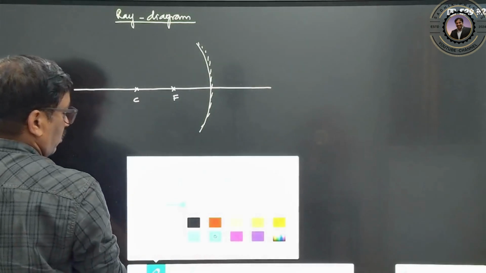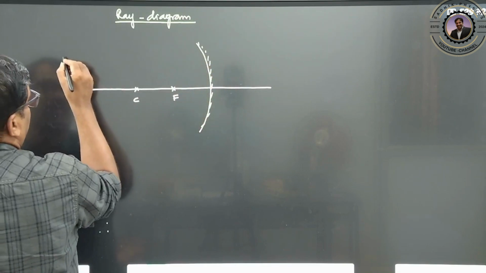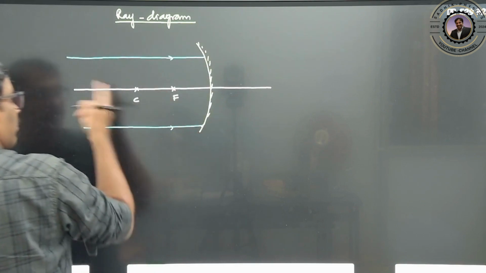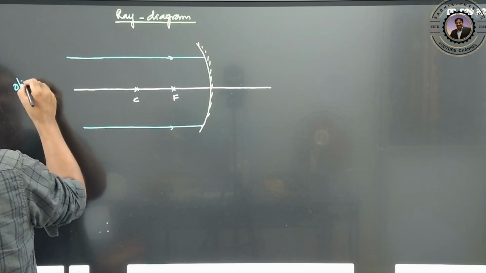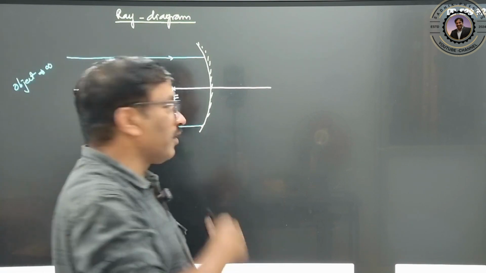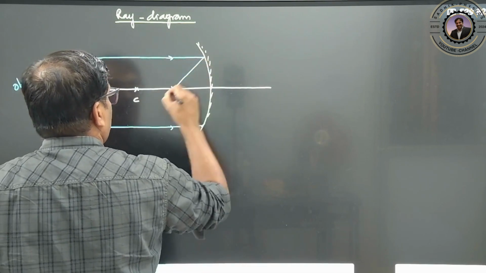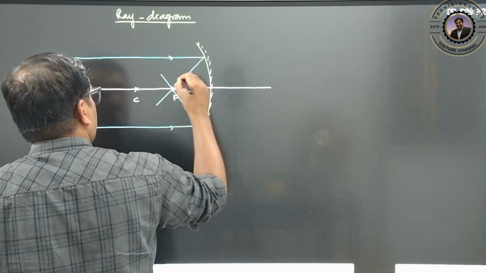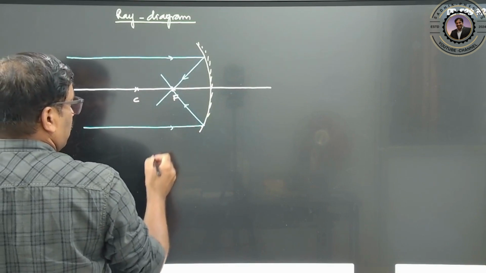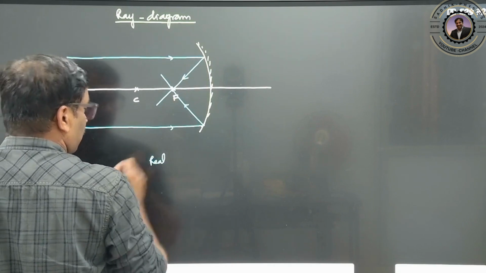So first we draw, if any light rays are coming from infinity, suppose the light rays are coming parallel to the principal axis. That means the object is at infinity, so that's why the light rays are coming parallel. After reflection, definitely it will go to the principal focus. So how is the image there? These real light rays are coming and meeting at this point, therefore it is a real image.